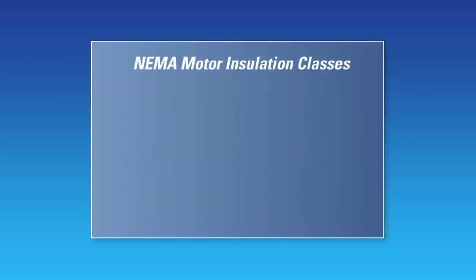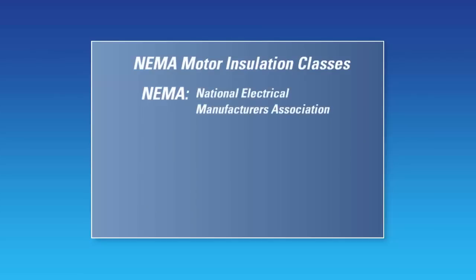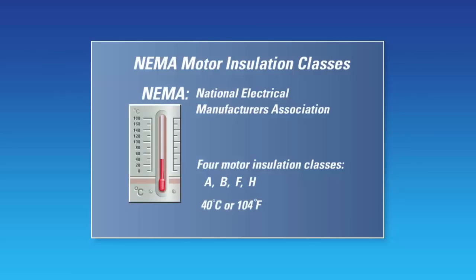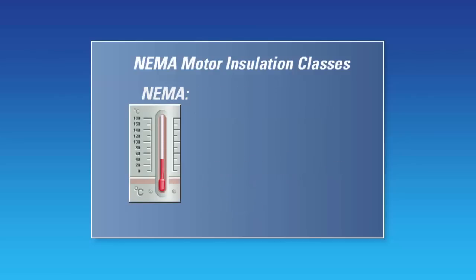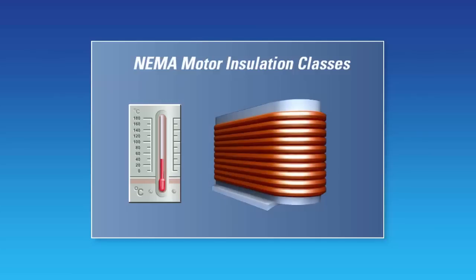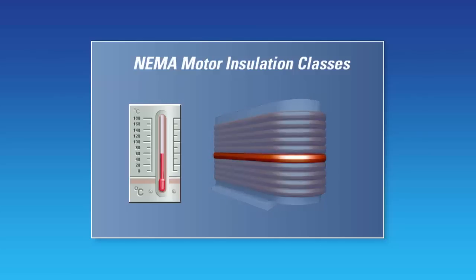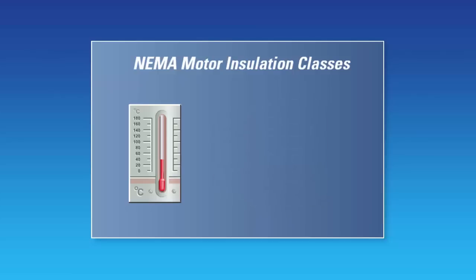NEMA motor insulation classes. NEMA, the National Electrical Manufacturers Association, has established four motor insulation classes: A, B, F, and H. The specification has standardized on an ambient temperature of 40 degrees Celsius or 104 degrees Fahrenheit for all classes. Each class of insulation has a different maximum motor winding temperature rise, in addition to a hot spot temperature, which is an additional temperature rise for the windings that are surrounded by other windings. The maximum temperature rise and hot spot for each class of insulation is as follows.